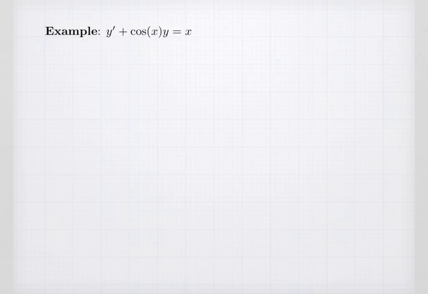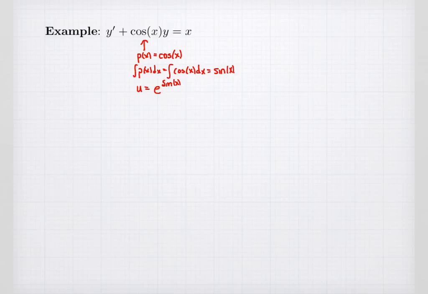Okay, for our third example, I have a differential equation. This time I've changed my p of x. It's no longer x. I have a new problem. Let's just identify our integrating factor. P of x is cosine of x. So when I integrate p of x, I'll integrate the cosine. I'm looking for an antiderivative of cosine, and that's the sine function. And so my integrating factor is e to the integral, so e to the sine of x.